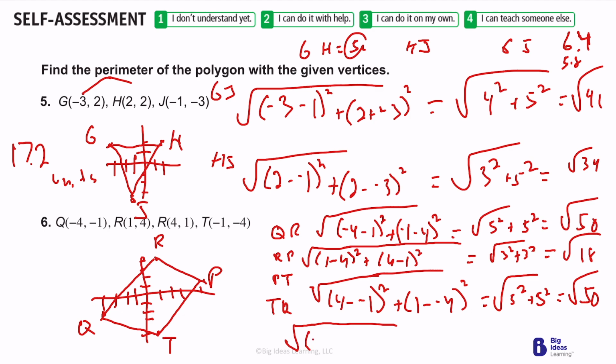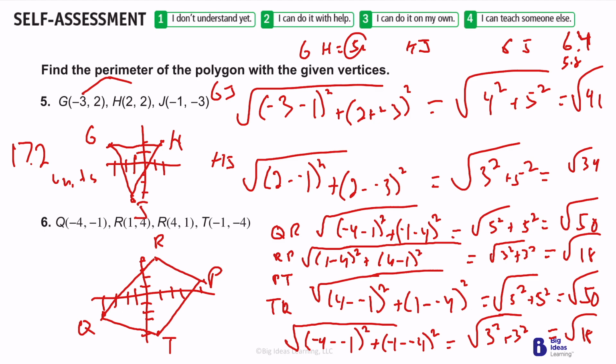So square root of (-4 minus -1) squared plus (-1 minus -4) squared. So square root of 3 squared plus 3 squared. So it is indeed square root of 18. So I was going to find your sum.